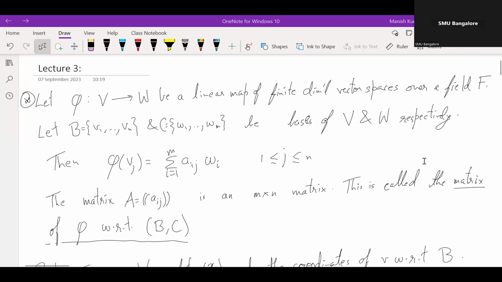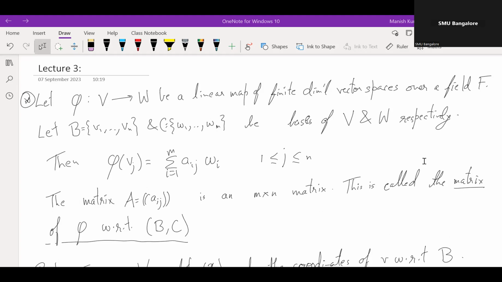So last time we discussed dimension, and we also saw linear maps and some properties of linear maps. We saw that the kernel of a linear map is a subspace, and the image is a subspace, and we had a formula as well. So today we will see.